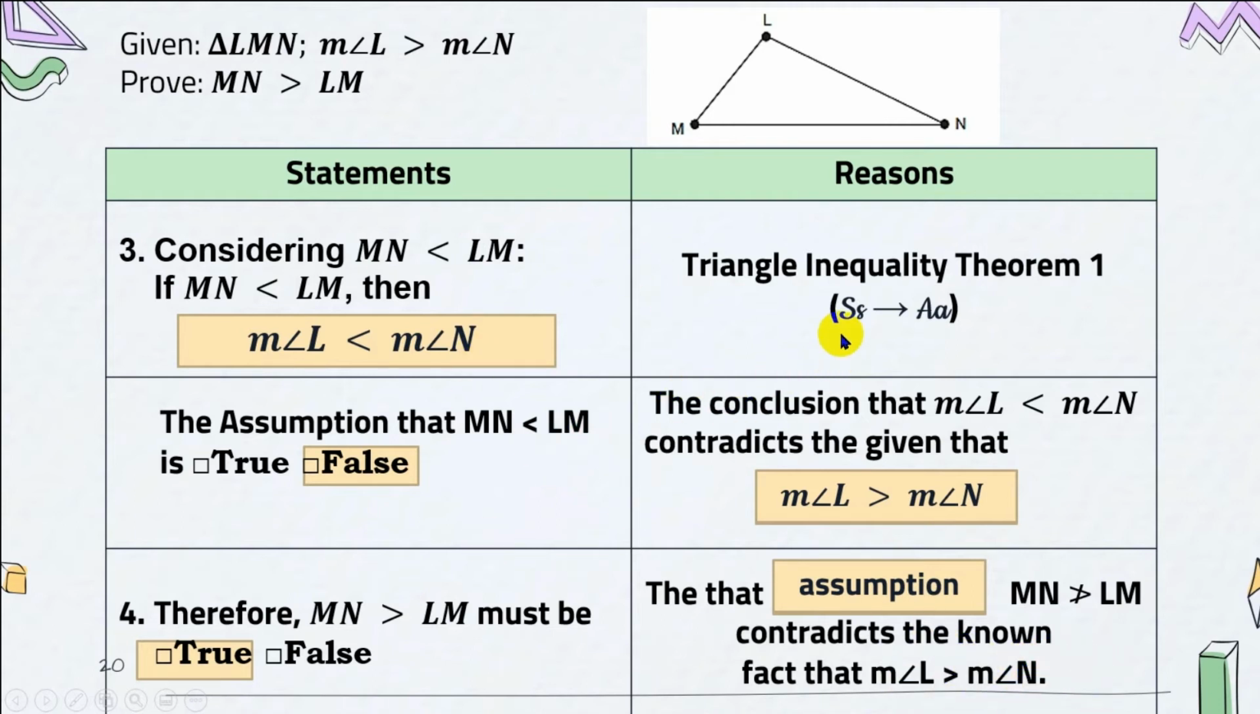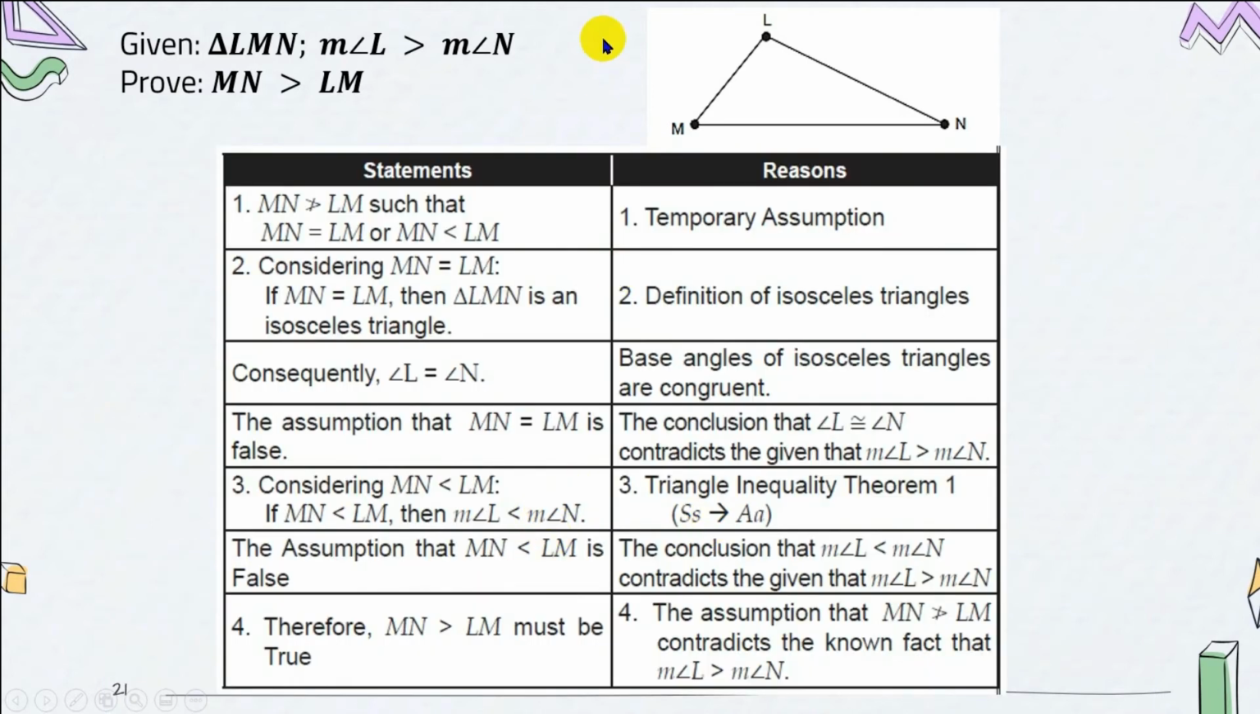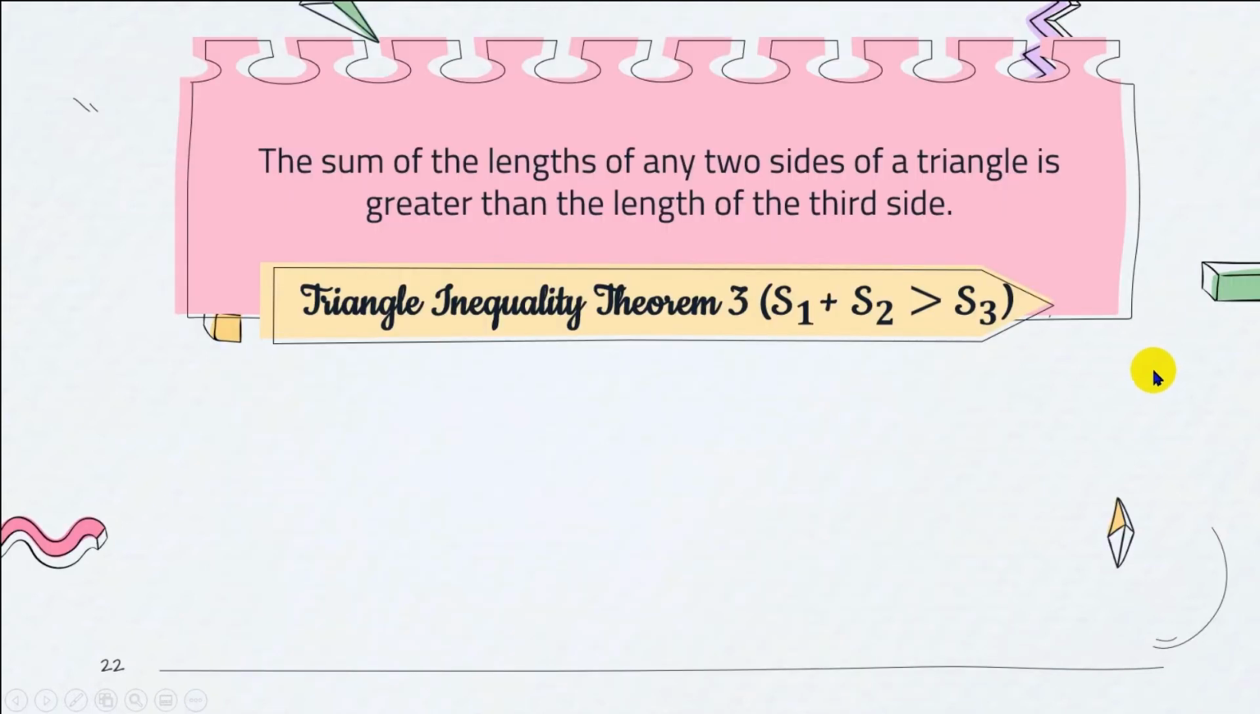So, that's how indirect proof have been used. Okay? So, gagamit tayo ng contradictions at ipuprove natin na yung contradictions na yun ay mali. Okay, so ito yung ating two-column form using the indirect proof for our triangle inequality theorem number 2. Okay? So, let's now have our last and final proving.